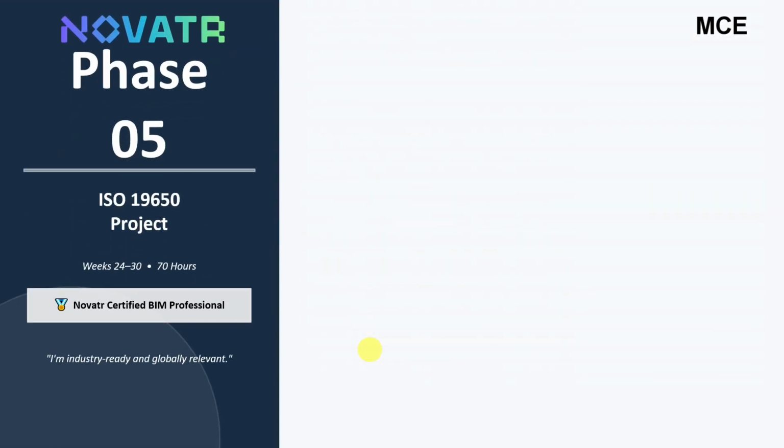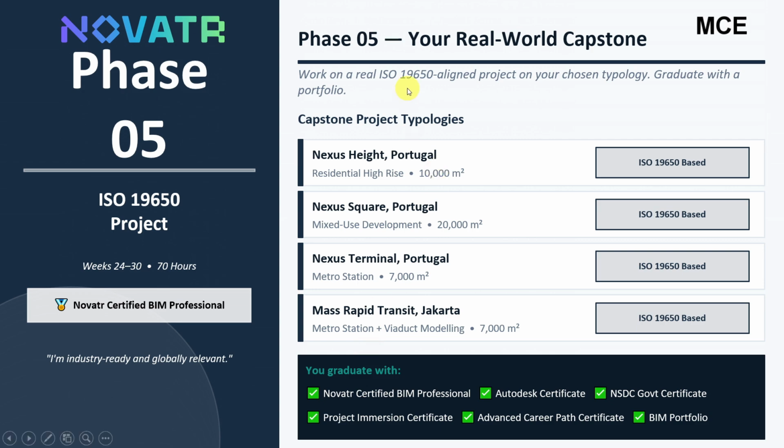Phase 5 is the ISO 19650 project. You will work on real ISO 19650 aligned projects on your chosen typology. So some of the typologies are Nexus Height Portugal, Nexus Square Portugal, Nexus Terminal Portugal, and Mass Rapid Transit Jakarta.